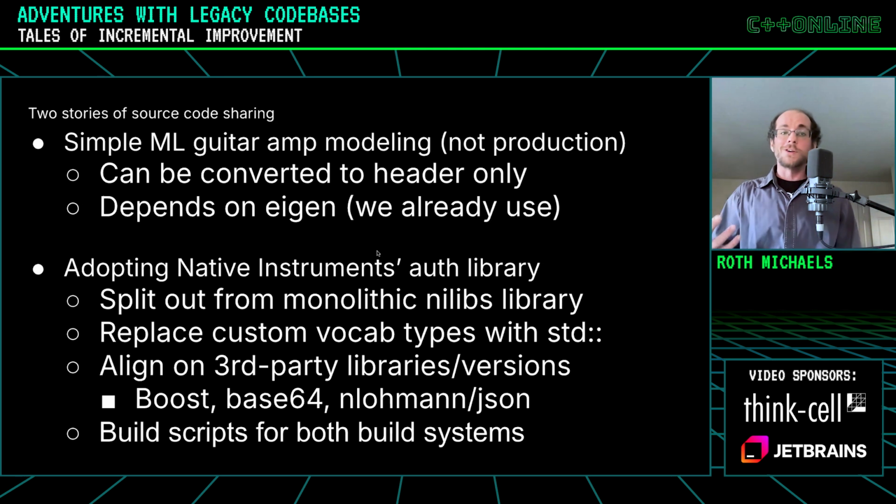If you got some stuff that can be header only, that's probably the easiest for source code sharing. So this one didn't actually go into production, but we had a machine learning system for building models of guitar amplifiers. And the machine learning output would actually generate a C++ class with certain constants that would then use Eigen, which is a matrix math library, to actually do the ML calculations. And Eigen was already a library we were using.